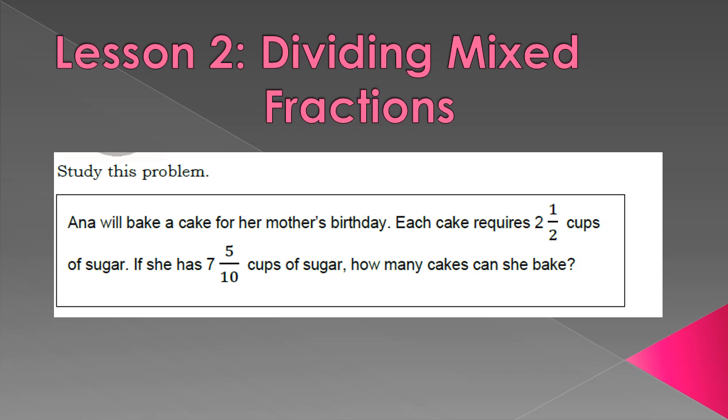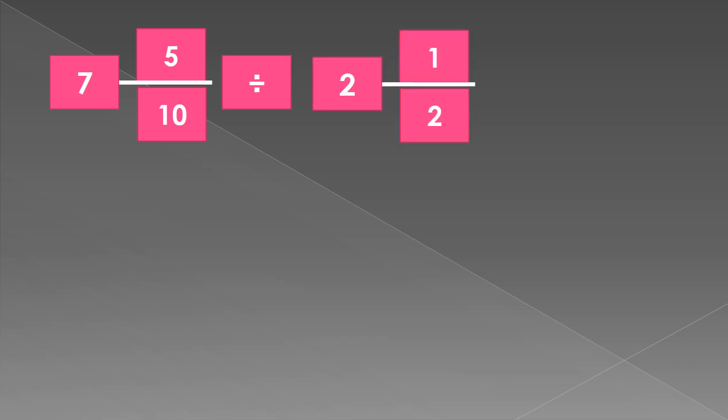Anna will bake a cake for her mother's birthday. Each cake requires 2 1/2 cups of sugar. If she has 7 5/10 cups of sugar, how many cakes can she bake? The question is 7 5/10 divided by 2 1/2. Now first, let the quotient equal n. So we are going to solve the value of n of this equation.